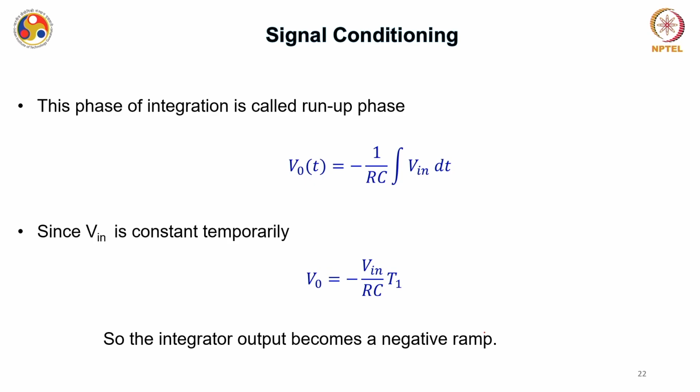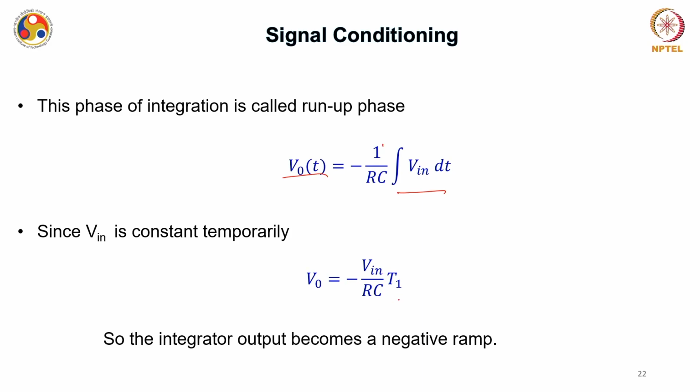Now, this phase of integration is also known as the run-up phase in this kind of AD converter, and at this moment V naught, which is a function of t, will be equal to minus 1 by RC times the integral of V in dt. Since V in is constant temporarily, because the sample and hold circuit will keep it frozen for a certain time, V naught will be equal to minus V in by RC into T1. So the integrator output becomes a negative ramp.